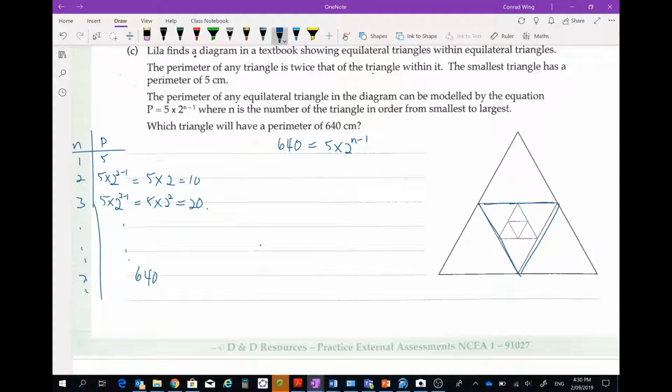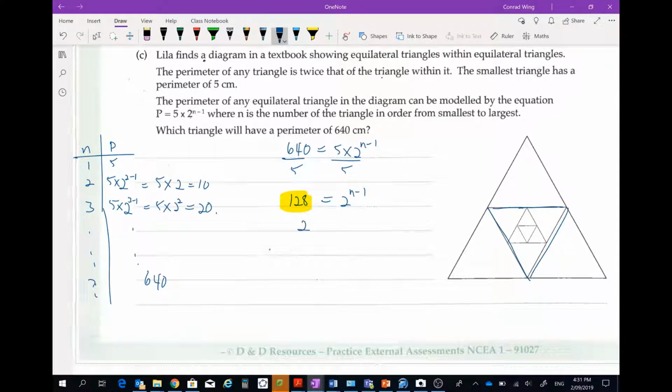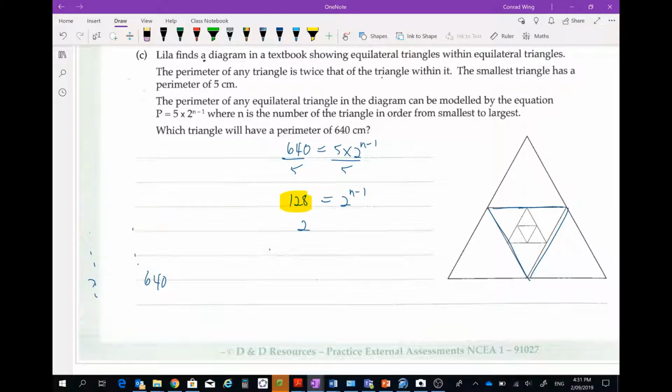If I divide both sides of this equation by 5, I get 128 is equal to 2 to the power of n minus 1. I've got to change the left hand side here to the same base. So if you say to yourself, well, how many 2's do I have to multiply together to give me 128? Let's have a look. Work this out.